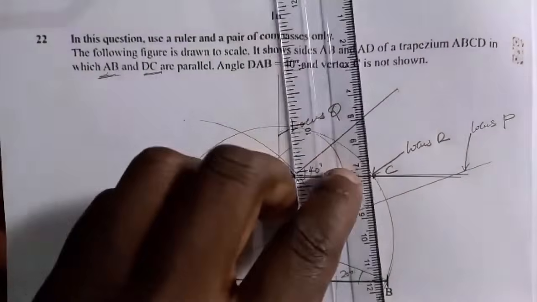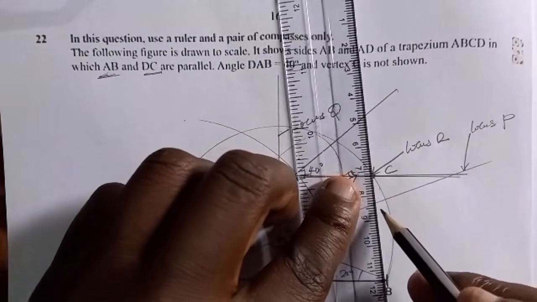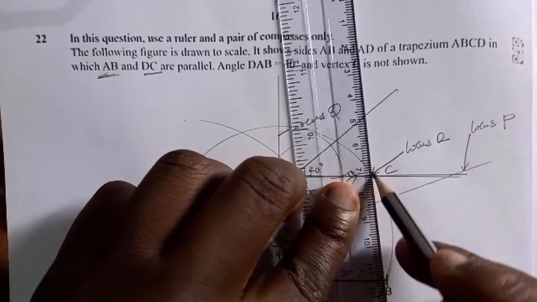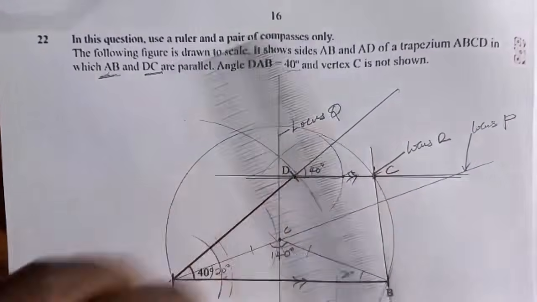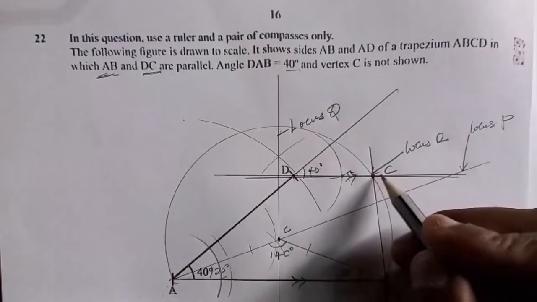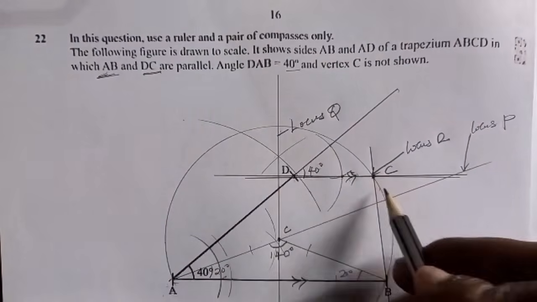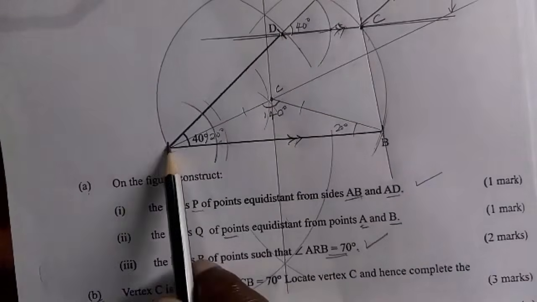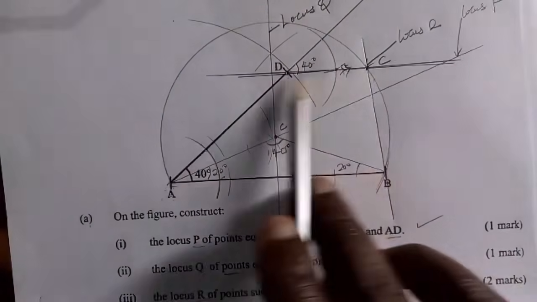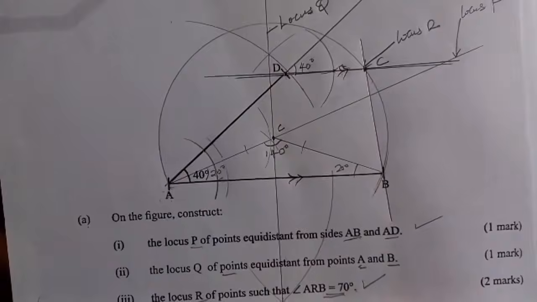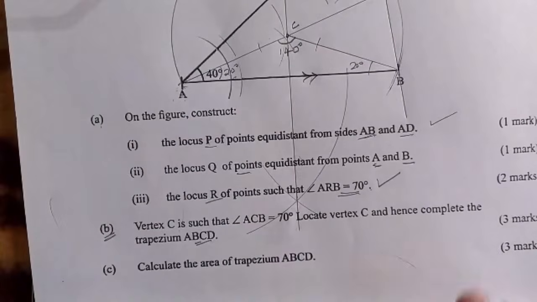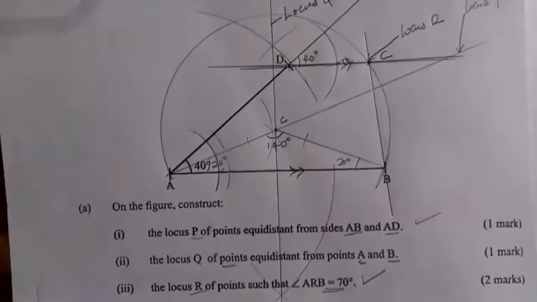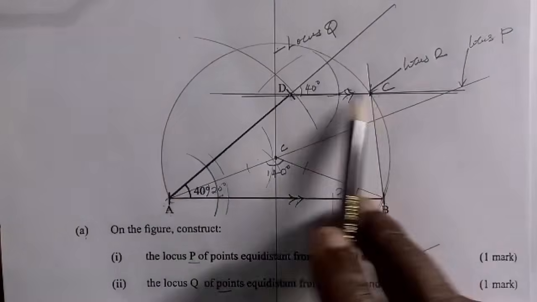So just join that point using a straight line like that. So point C is here, vertex C is here. The point of intersection of locus of R, this line. So we have located that. So now we have the complete trapezium ABCD. The next question is calculate the area of trapezium ABCD. Now we need to get the area of this trapezium ABCD.